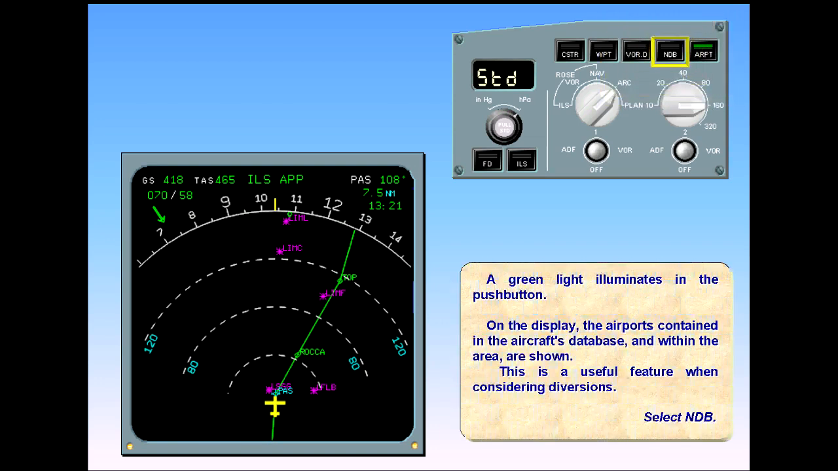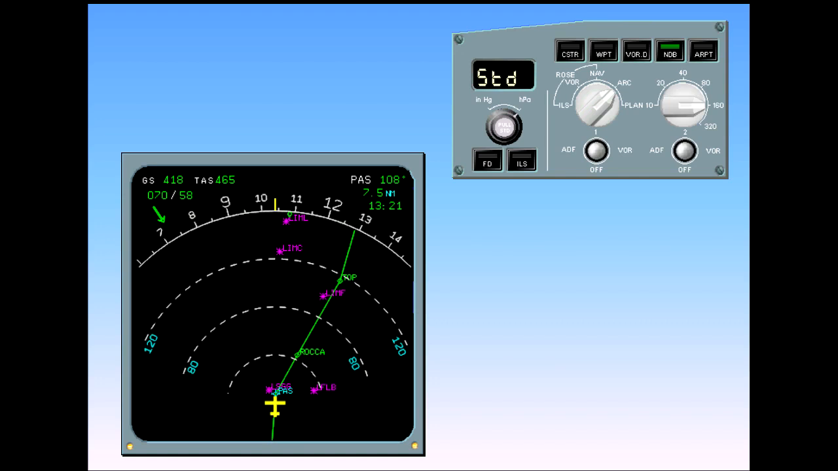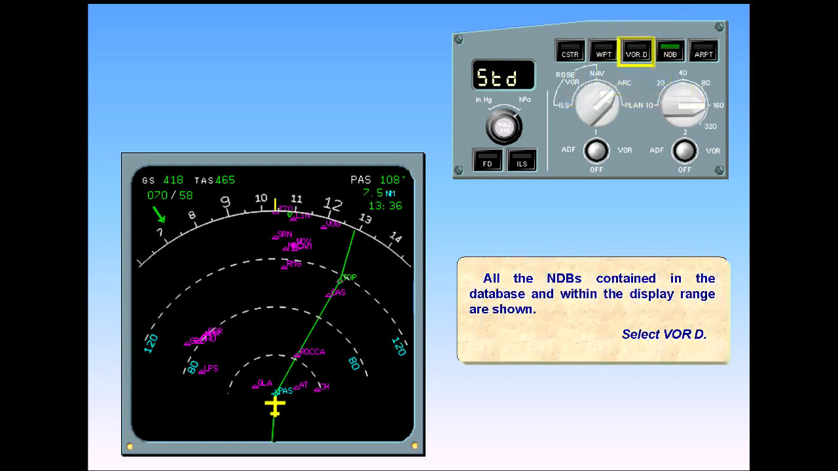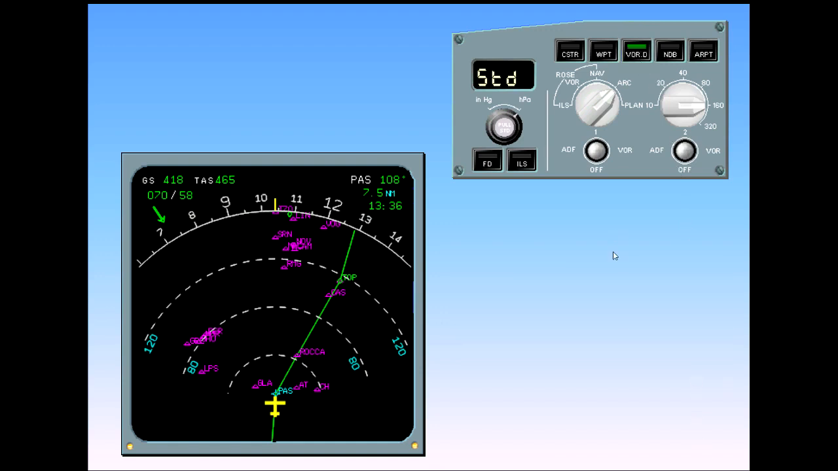Select NDB. All the NDBs contained in the database and within the display range are shown. Select VORD. All the VORs contained in the database and within the display range are shown. Select Waypoint.